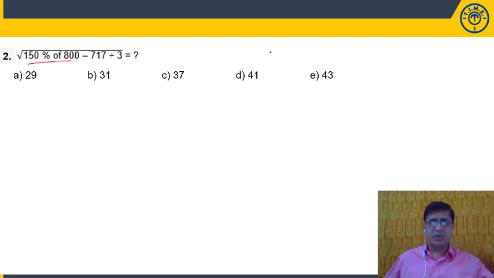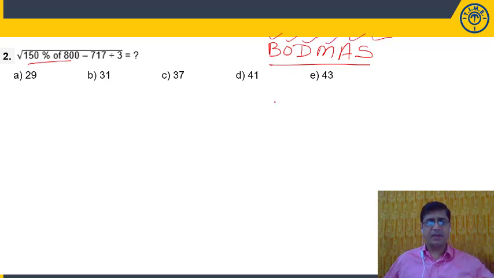My dear students, in simplification, we need to solve by using the BODMAS rule. BODMAS means bracket, of, division, multiplication, addition and subtraction. This is the order of priority. First priority goes to bracket. Next, of. Of means multiplication. D refers to division, M multiplication, A stands for addition, and S subtraction.